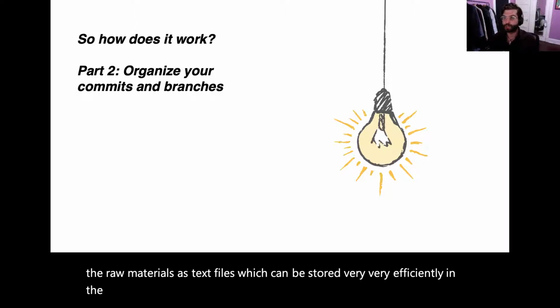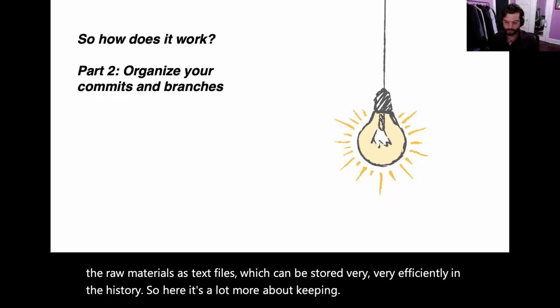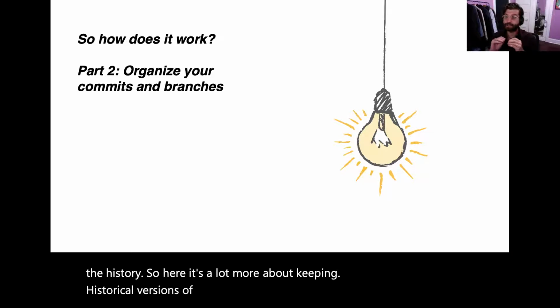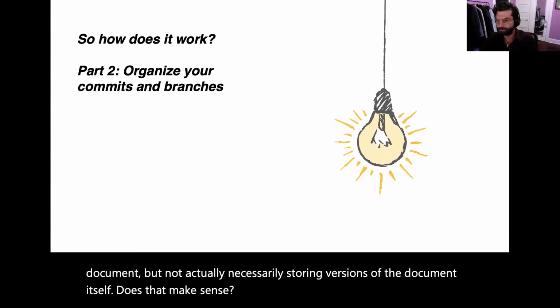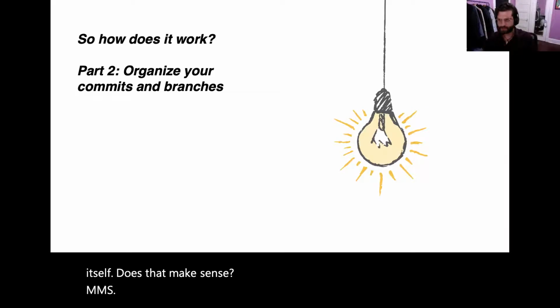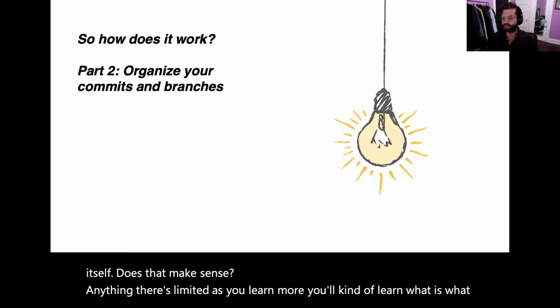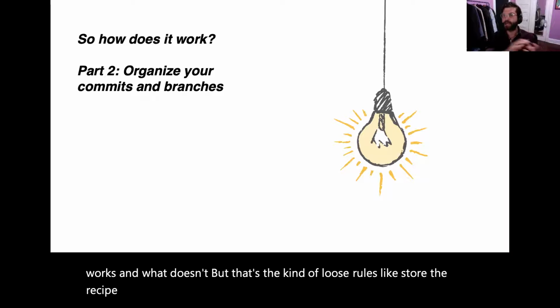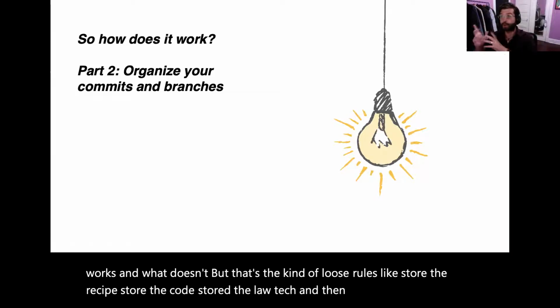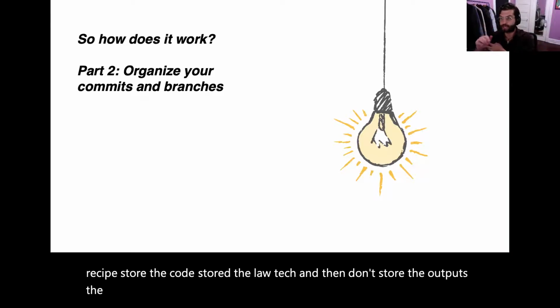So here it's a lot more about keeping historical versions of the exact inputs and processes that will create such a document, but not necessarily storing versions of the document itself. Does that make sense? Yes, thank you very much. As you learn more, you'll learn what works and what doesn't. But that's the loose rule: store the recipe, store the code, store the LaTeX, and don't store the outputs, the images, the documents themselves.